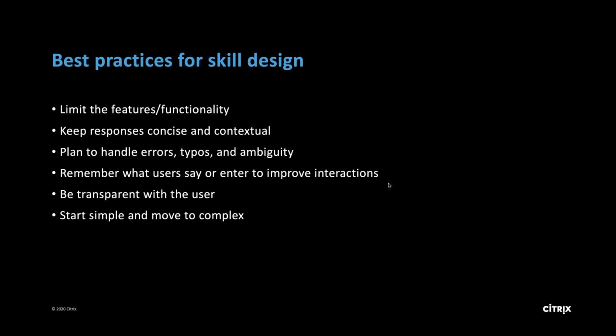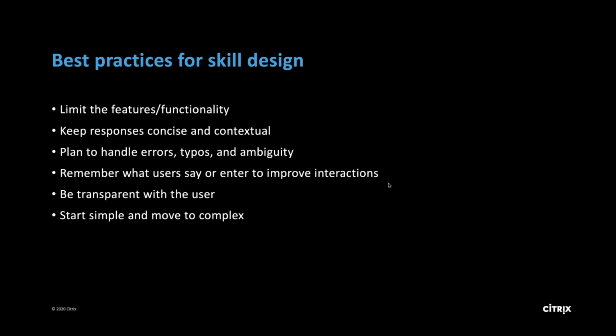Keep responses concise and contextual. No one wants to read a wall of text, so keep bot responses concise and easy to respond to. Show contextually relevant information. Display information relevant to the user's current task and environment. That is why we work with adaptive cards and we show contextual information for a given occurrence. Plan to handle errors, typos, and ambiguity. Make the bot mistake proof.